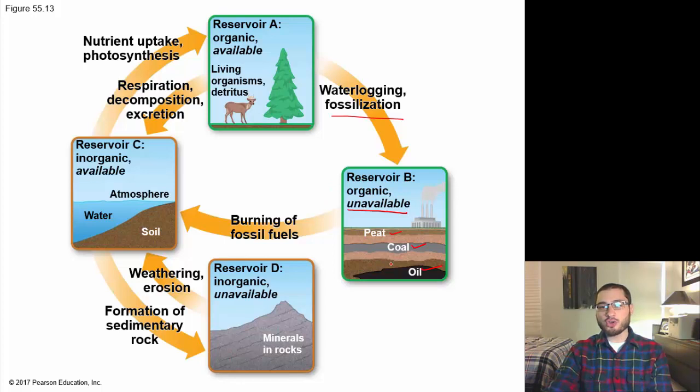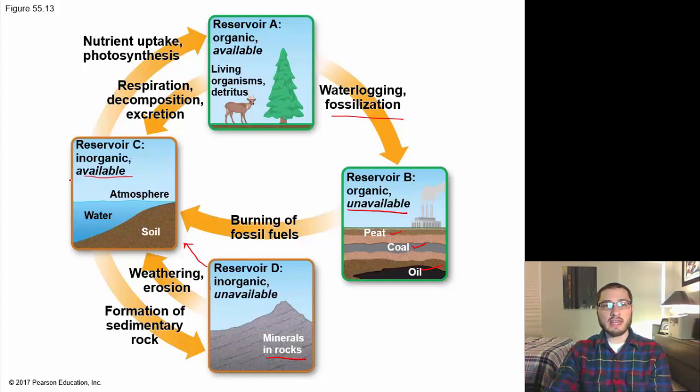And you're going to see in the soil that you have layers of peat created by peat moss, coal, you have oil, because of the fossilization that is going on. And then when we have our coal or our oil, we're burning our fossil fuels, and that is going to create our reservoir C, where we are going to have inorganic materials that are available once again. You also have reservoir D, where you have unavailable inorganic material found in minerals and rocks. And by breaking down the minerals in the rocks in our reservoir D, our inorganic minerals are going to be weathered and eroded, and they are going to then add to the availability of inorganic material.